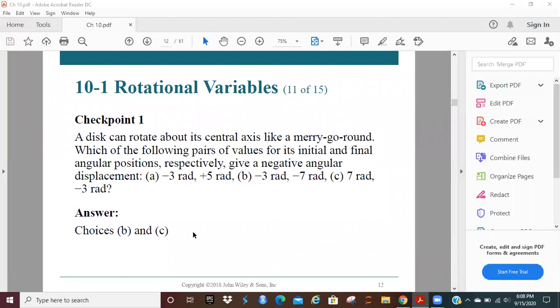So a disk can rotate around its central axis like a merry-go-round. Which of the following pairs of values for its initial and final angular positions, respectively, give a negative angular displacement? So as we go from -3 radians around to 5 radians, as we go from -3 radians to -7 radians, and then 7 radians to -3 radians.